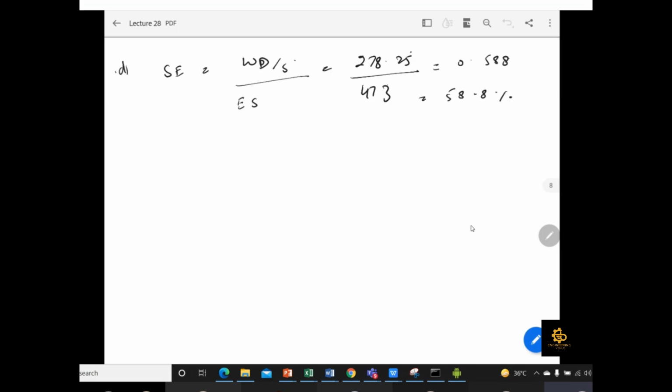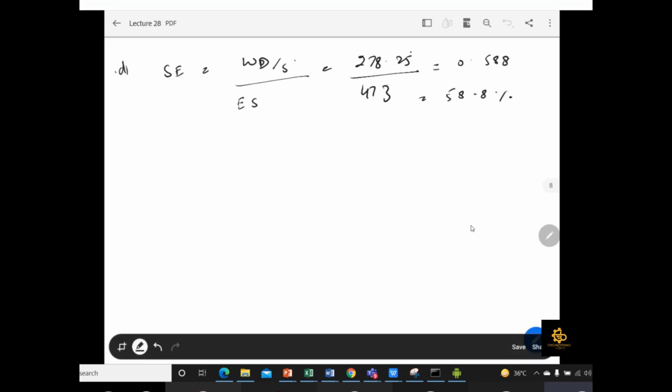And I hope you already know the meaning of stage. A stage is basically the combination of your stationary blade and a moving blade. So the stage efficiency is the efficiency of one set of the moving and stationary blades. Okay, so this is the solution for this type of problem.